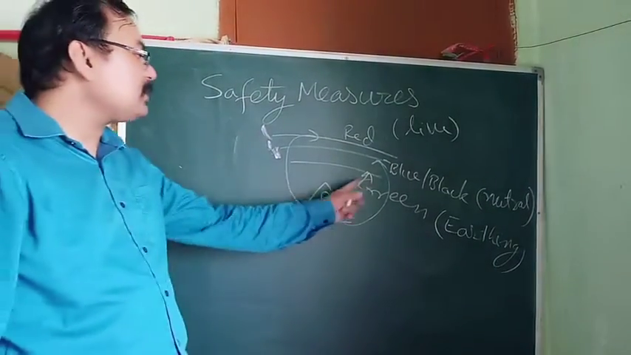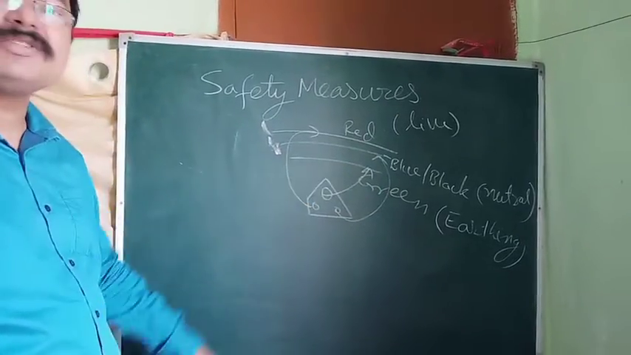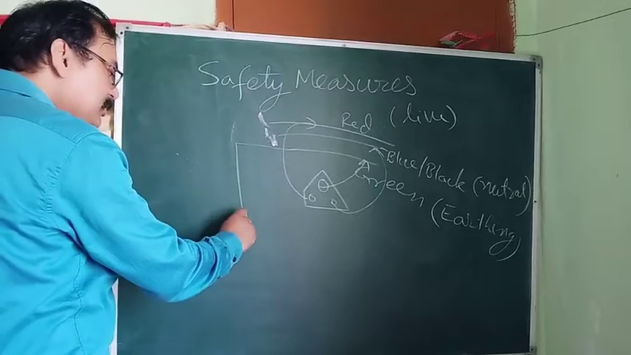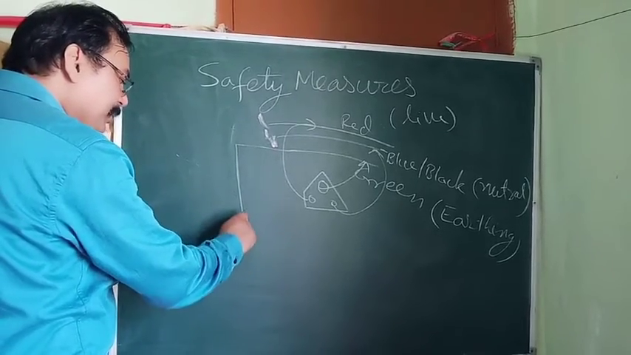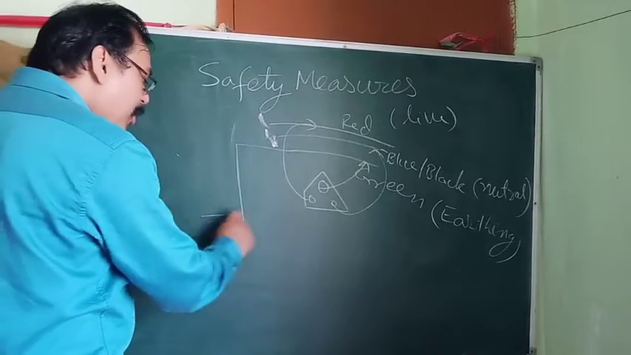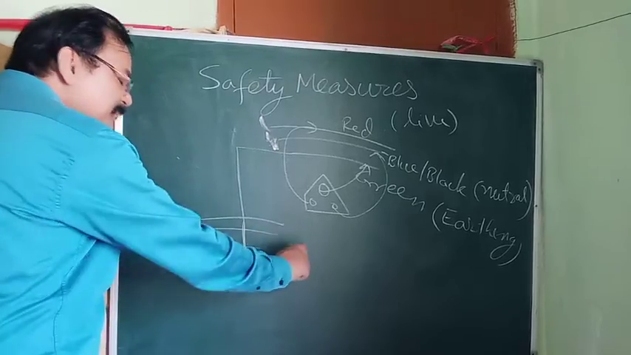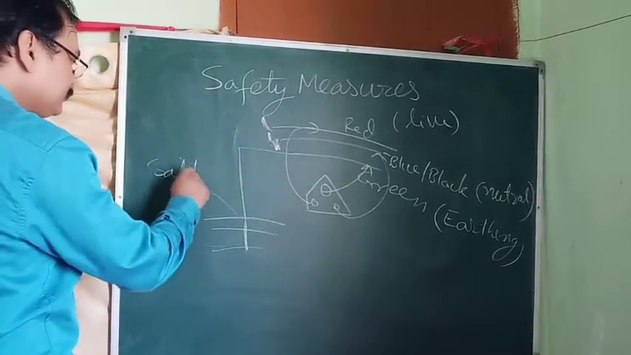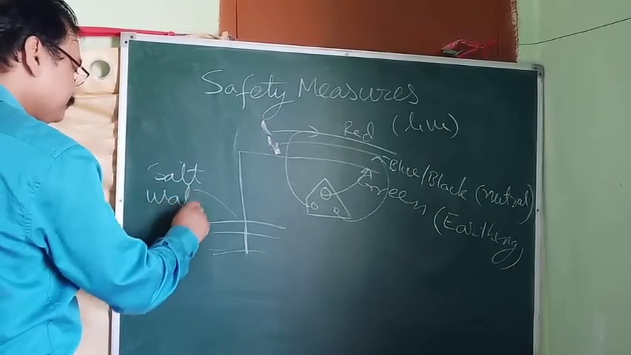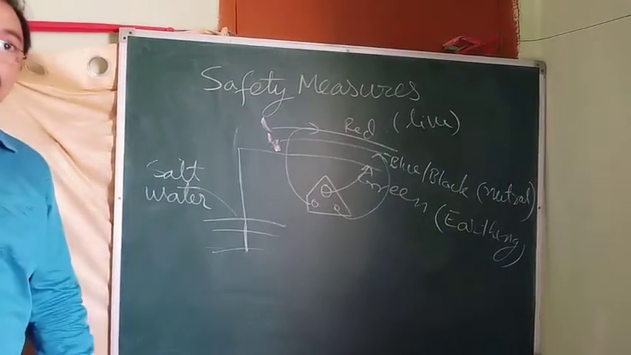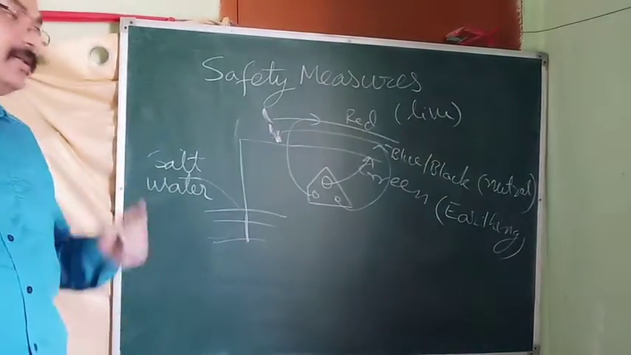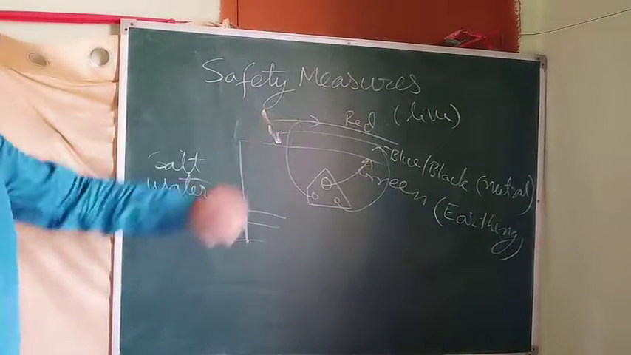Now why is this connected to the earthing wire? What is the use of this earthing? This earthing wire is connected to a copper plate, and this copper plate is buried under the earth. And we put some salt and water. Why? Because when salt is dissolved in water, it becomes a good conductor. So why are we putting this earthing? What is the need of this?